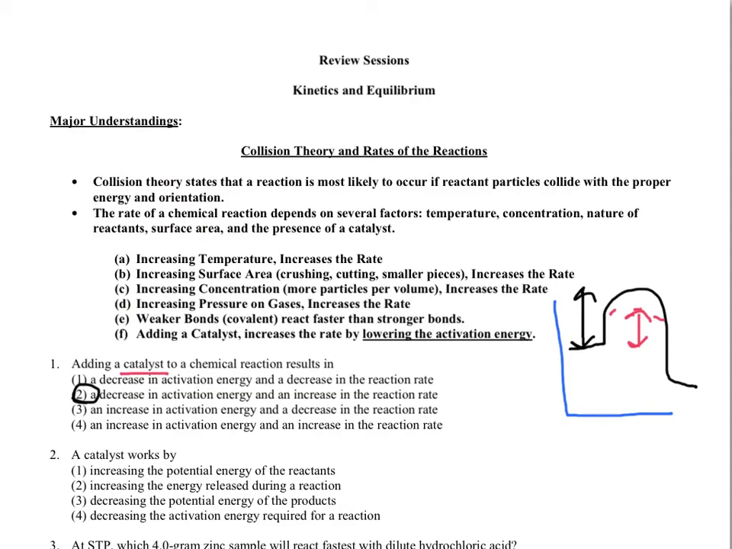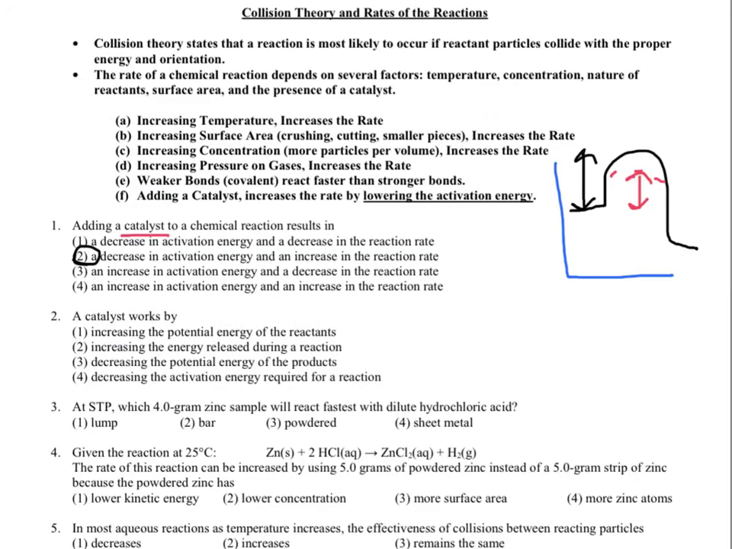Now please note that catalysts do not affect the potential energy of the reactants, the potential energy of the products in any way, or even the heat of the reaction, which is the products minus the reactants. They only affect the activation energy. So basically, again, we have this word catalyst, and it's really important that you understand that it works by decreasing the activation energy.